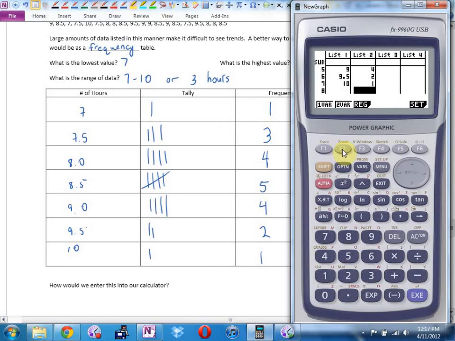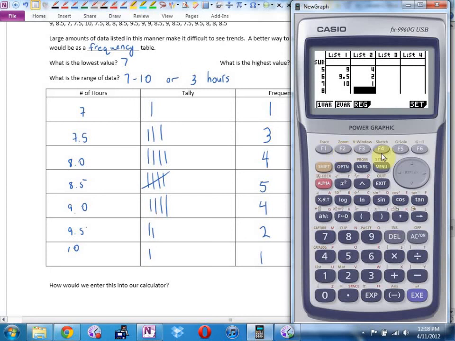Yeah? So now it says 1 var, 2 var, reg, and set. Anytime you enter data before you do any calculations, because your calculators are stupid, you have to tell it what your data is. You have to set the data. You have to set things up. What's set? Which of these do you think is set?